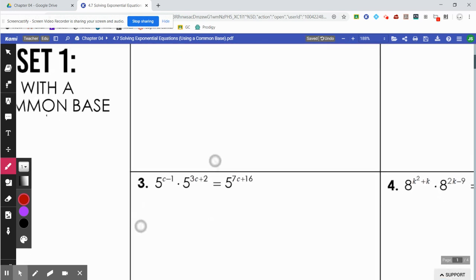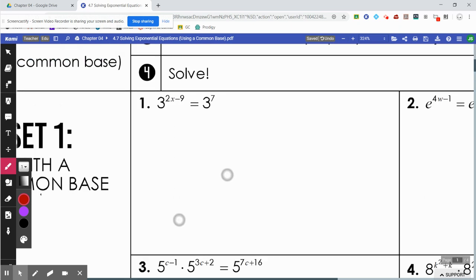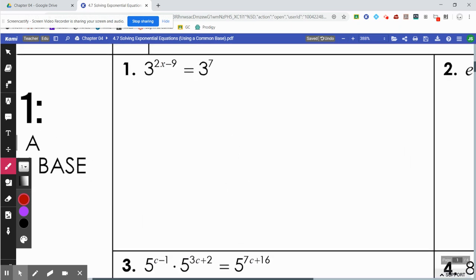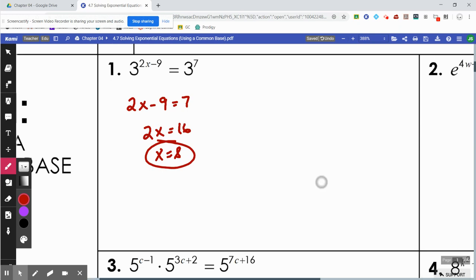Okay, set number one. Let's solve some of these. And the first ones start out pretty simple. They've already got those common bases. You have 3 to a power equals 3 to a power. So let's use that one-to-one principle. And we know that the only way that this could be true is if the powers are the same. So therefore, simply set the powers equal to each other, move the 9 over by adding, divide by 2, and you get x is equal to 8, and that's it.